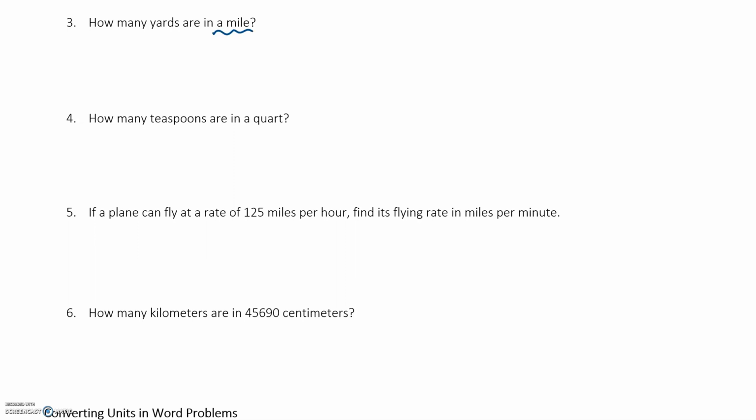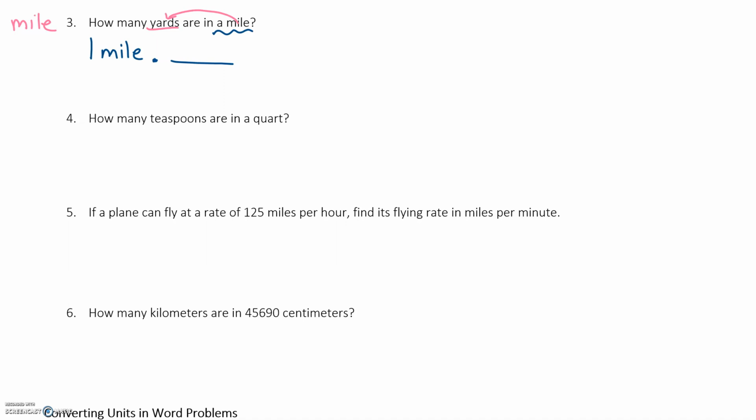A mile is 1 mile. So we're going to start with 1 mile. Okay? We know we're going to multiply it by some fraction, but now we've got to think about what fraction we need. We need to go from miles all the way back down to yards. Okay? Do we know how many yards are automatically in 1 mile?